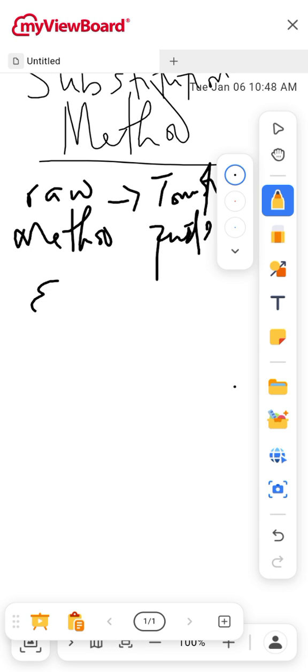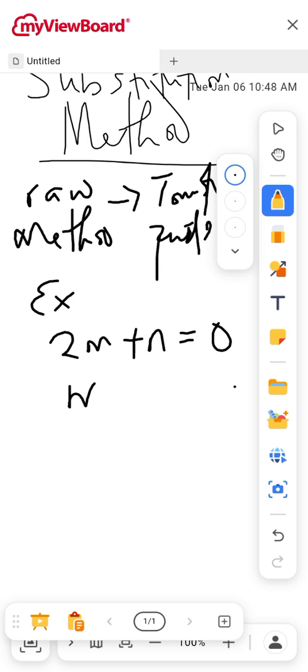Okay, so let's look at our very first example. We have 2m plus n equals 0 and m plus 2n equals 3. We want to use the substitution method for this. Now, we have two equations. When you study the two equations, if any one of them has a coefficient equal to 1, you make that variable the subject of the formula.